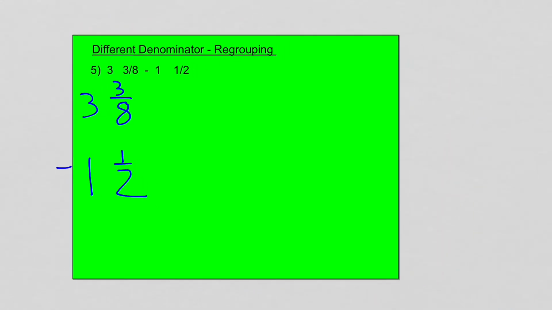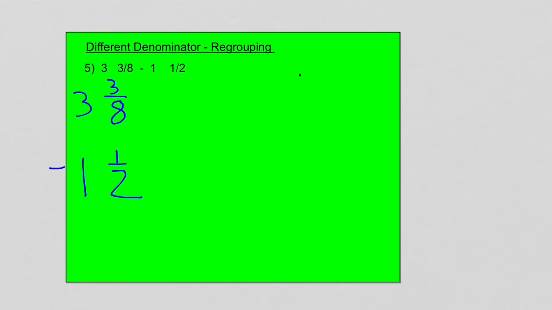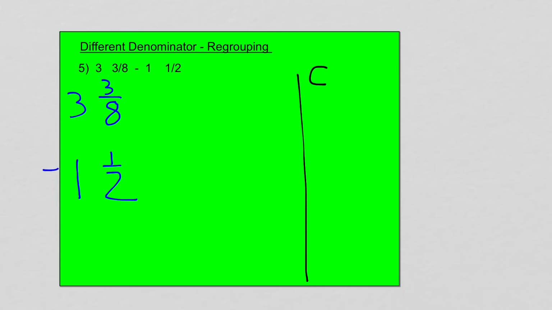And over here, I'm going to go to some scrap paper. I'm going to divide my page in half. And on my scrap paper part, I'm going to do an estimate by rounding off.